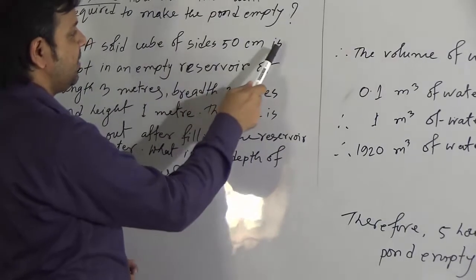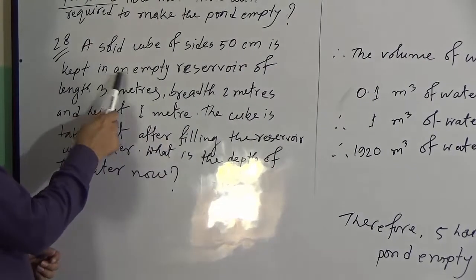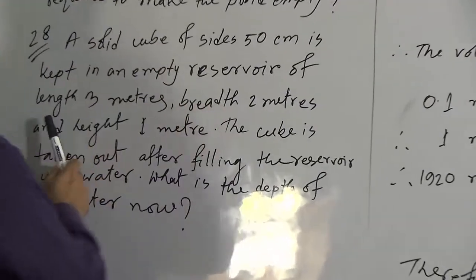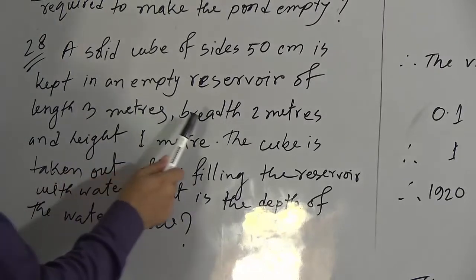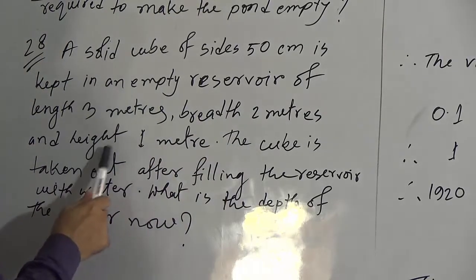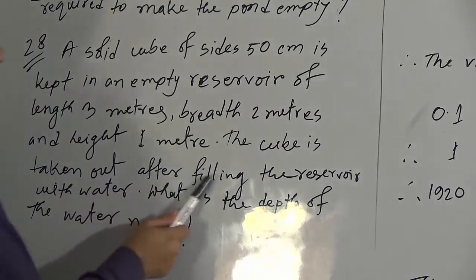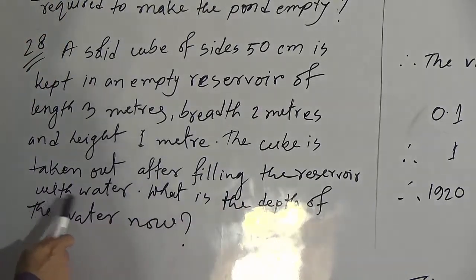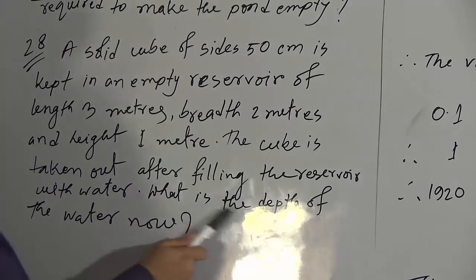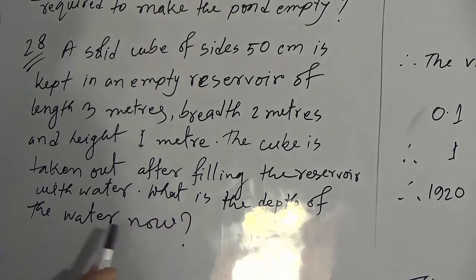A solid cube of size 50 centimeter is kept in an empty reservoir of length 3 meters, breadth 2 meters and height 1 meter. The cube is taken out after filling the reservoir with water. What is the depth of the water now?